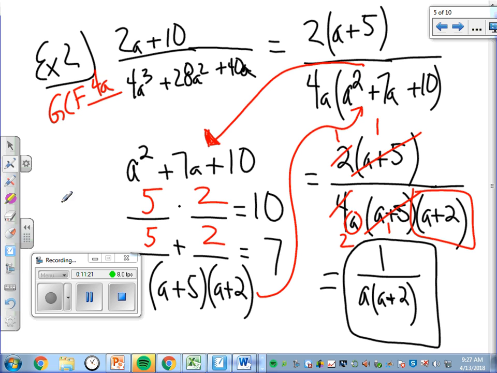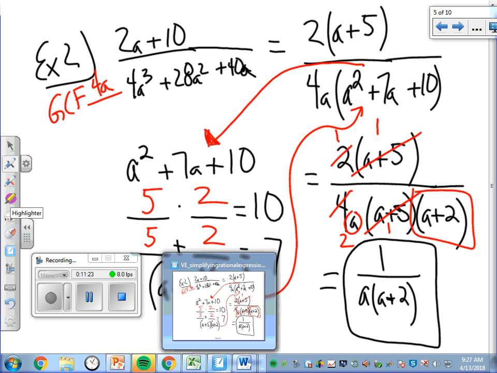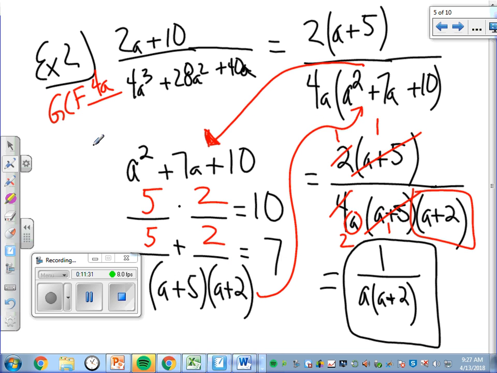I want to say something really quick. I wish I would have said it earlier. If you're still struggling with factoring, go back to the video where I did a review of factoring. Ask me for help. Factoring is going to be very important. All right, let's go to the next example.